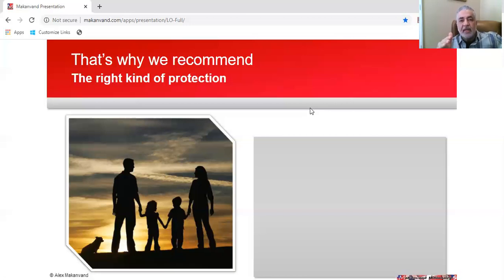You don't want a coverage that depends on the employer. You don't want a coverage that depends on the government. Remember, if the employer offers life insurance as a benefit, they can also take it away. So what the employer giveth, the employer can take away.